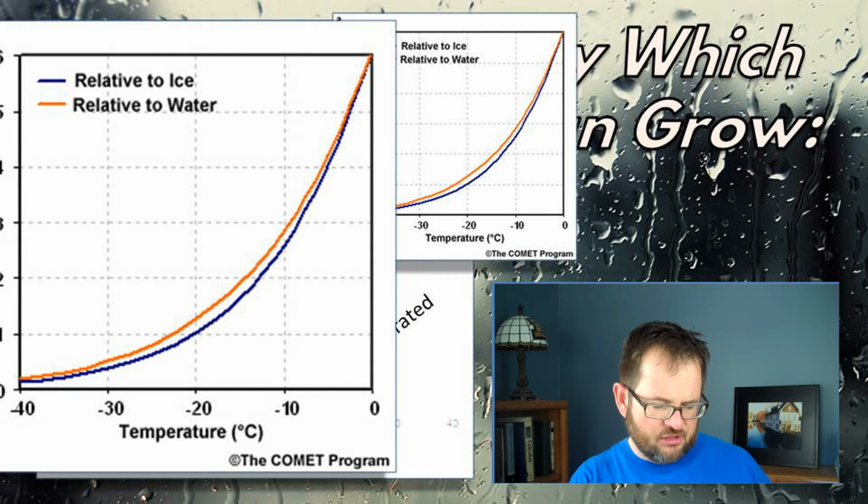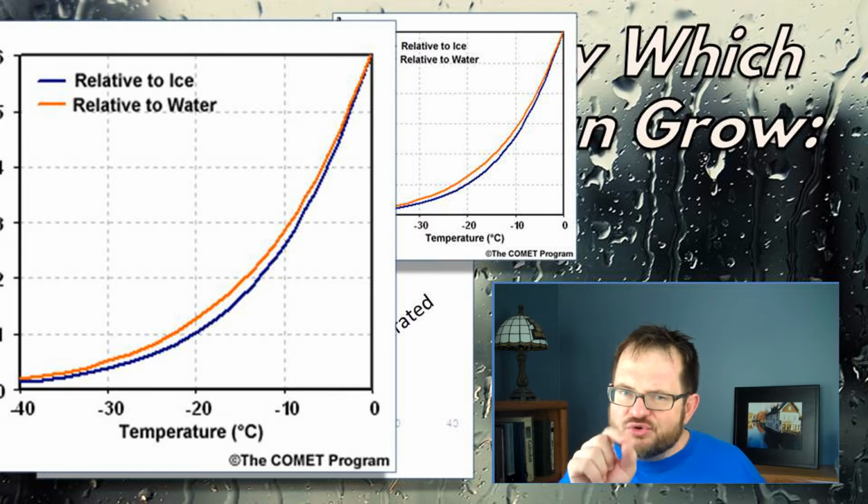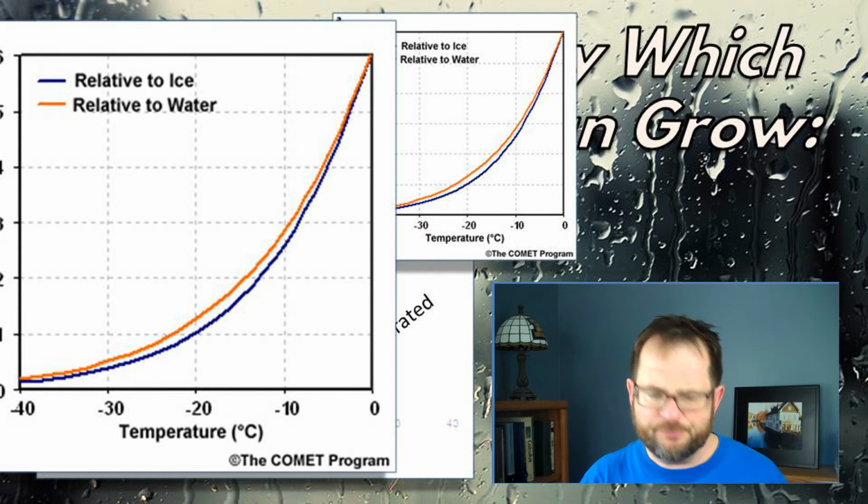I'm going to zoom in a little bit closer here. And what you'll see is that there are actually two separate curves: a curve that says relative to water and another curve that says relative to ice. What's going on here?